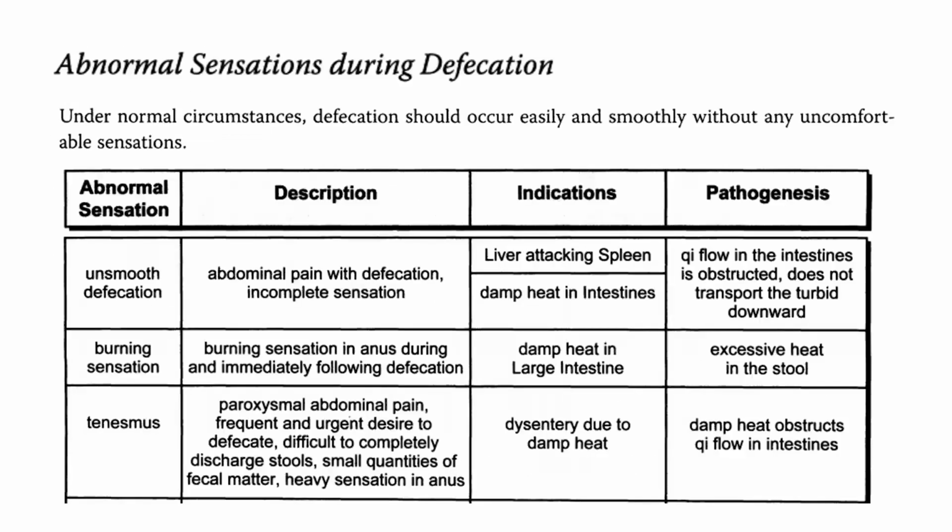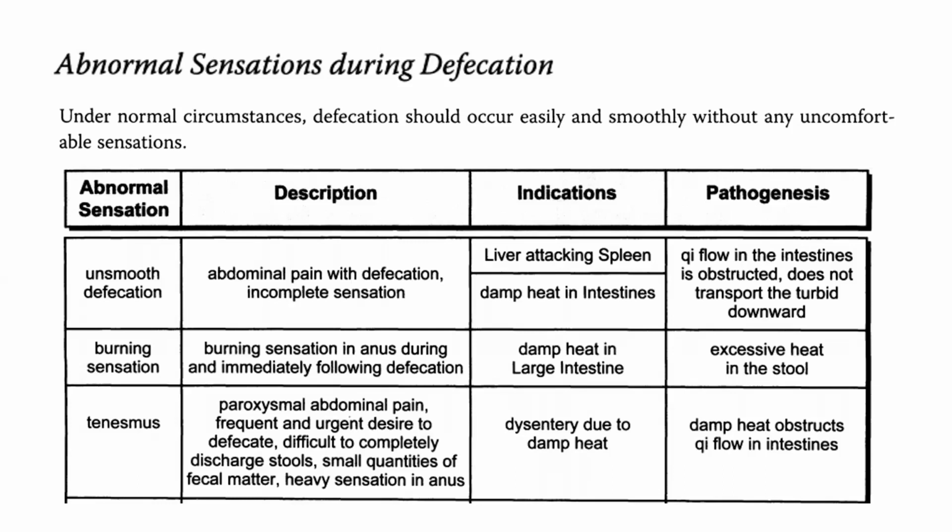Next is the abnormal sensation during defecation. Under normal circumstances, defecation should occur easily and smoothly without any uncomfortable sensation. If the patient has abnormal sensation like unsmooth defecation, which has abdominal pain with defecation, incomplete sensation, this indicates either liver attacking spleen or damp heat in the intestine. For the pathogenesis, there is obstruction of chi flow in the intestine. The chi flow in the intestine is obstructed, and does not transport the turbid downward.